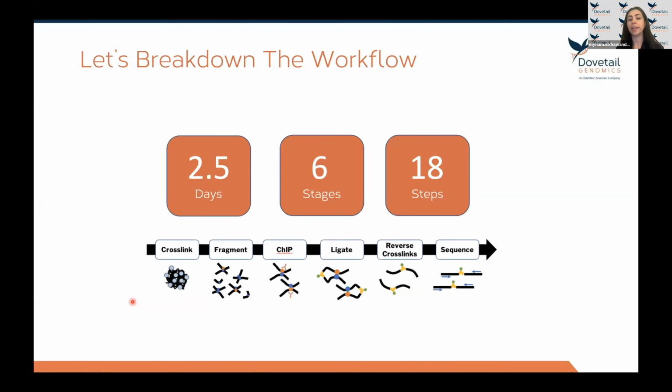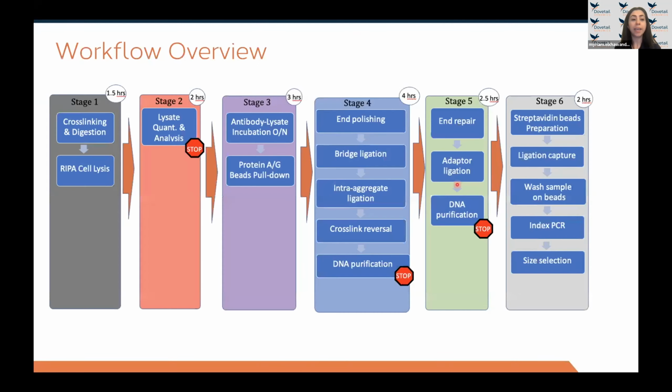The HiChIP MNase workflow can be completed in 2.5 days, and that is going from sample to a sequencing-ready library. It consists of 6 stages and a total of 18 steps. Day 1 is for cross-linking, digestion, cell lysis to extract the chromatin fragments, and incubation of the chromatin with the antibody of interest overnight. So that would be stage 1, 2, and the first part of stage 3.